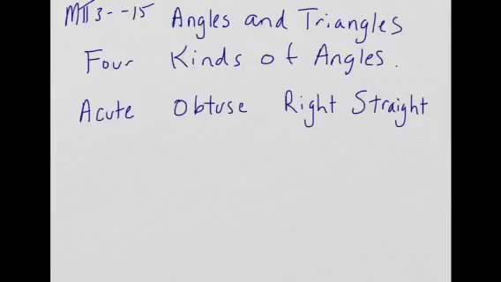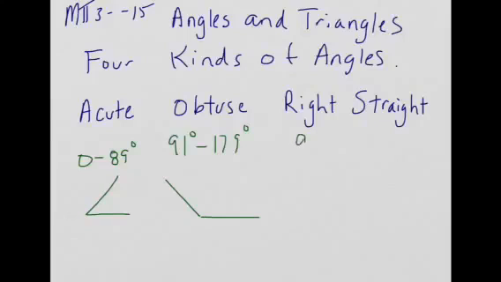Acute angles are angles that are between 0 and 89 degrees. So an acute angle is less than 90 degrees. Obtuse angles are 91 degrees to 179 degrees. So those angles are going to be larger than right angles. A right angle is 90 degrees. So that's going to be a perpendicular symbol for 2 lines that make a 90-degree angle. And then a straight angle is 180 degrees.